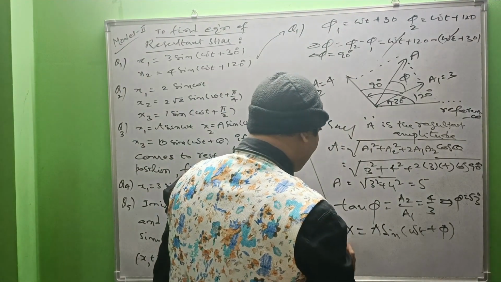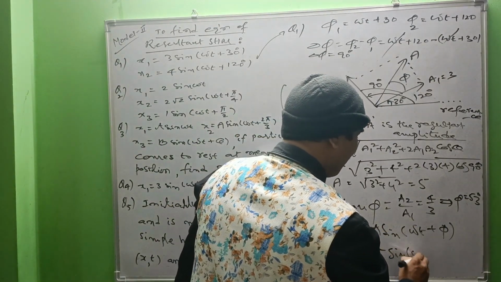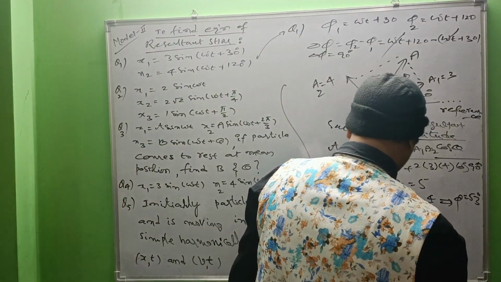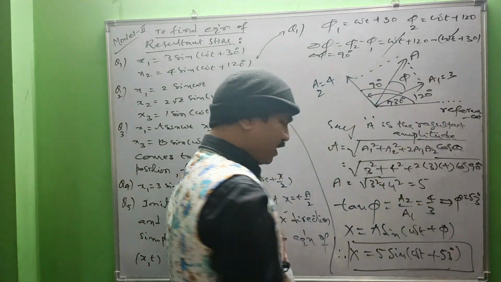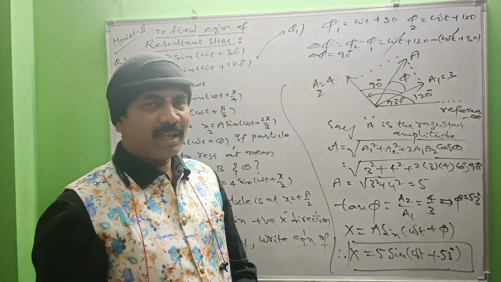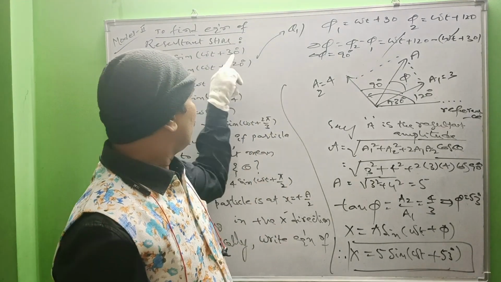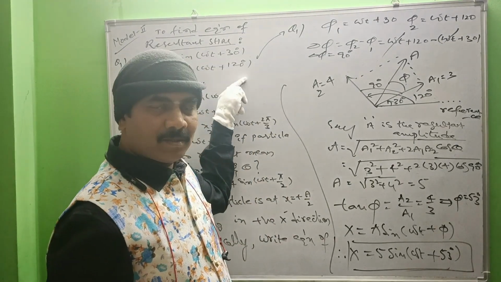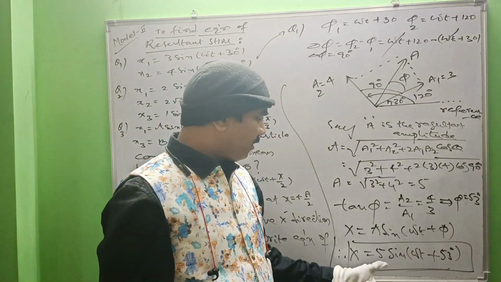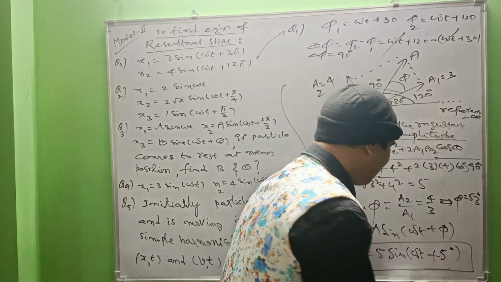Therefore x equals, replacing A with 5, 5 sin(omega t plus phi), where phi means 53 degrees. So this is the ultimate expression for the resulting simple harmonic equation. Whenever the particle is reached by these two oscillations simultaneously with so and so initial phases, then that particle oscillates with a net amplitude 5 centimeters and initial phase 53 degrees as shown, right? This is 53 degrees.